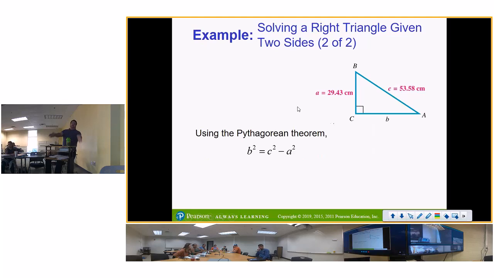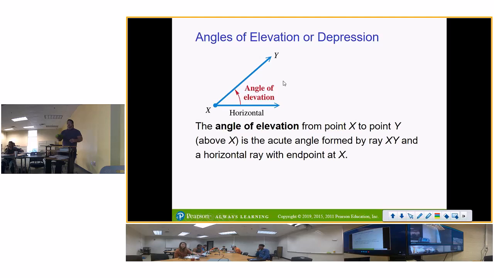Now there is the Pythagorean theorem. If you have to write it down and you're in trig, go ahead and write it down. That's it. And of course, that's how you use the Pythagorean theorem. Now, this is called the angle of elevation. What is the angle of elevation?